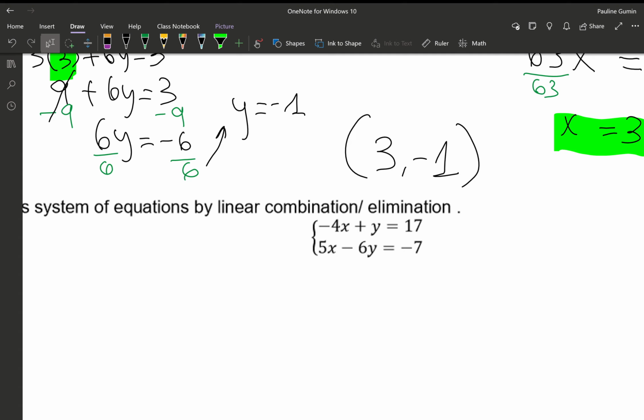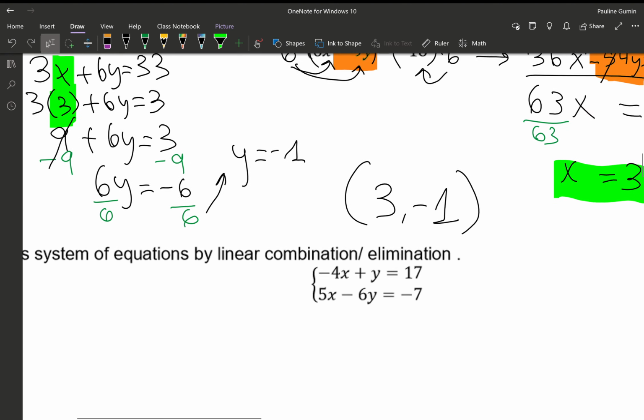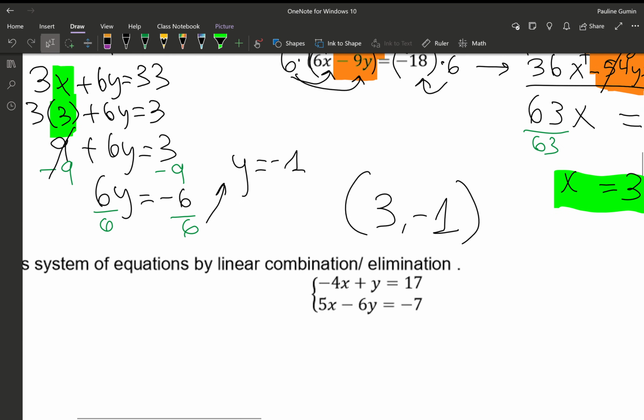Now, we could either get rid of the x's or the y's. It doesn't really matter because in both of them I see one negative, one positive. In my previous problem, we did the y's, so just for funsies, let's do x's this time. So since one's positive, one's negative already, I'm going to multiply the top by positive 5 and the bottom by positive 4.